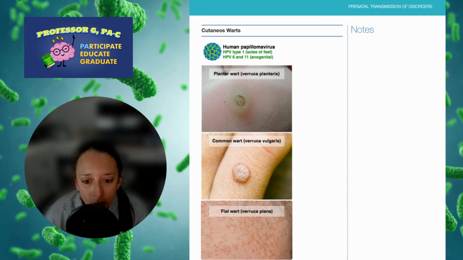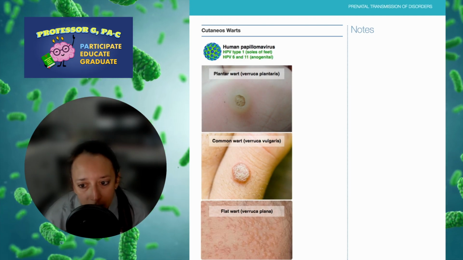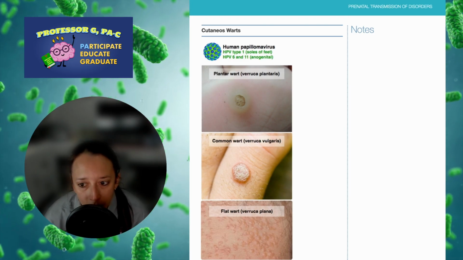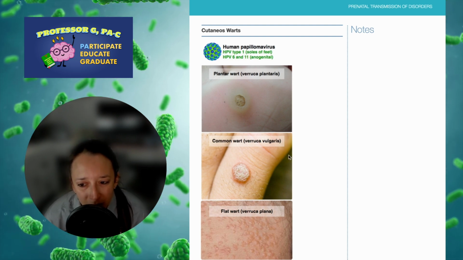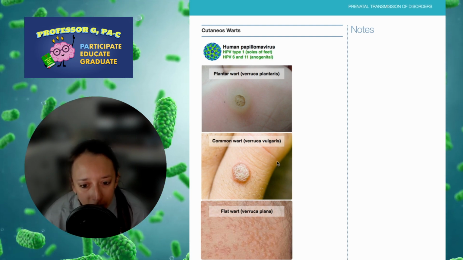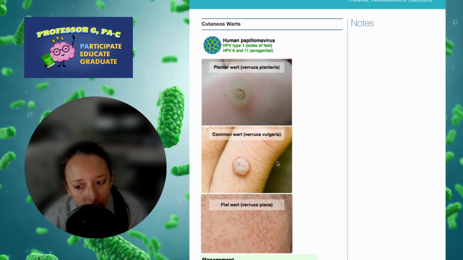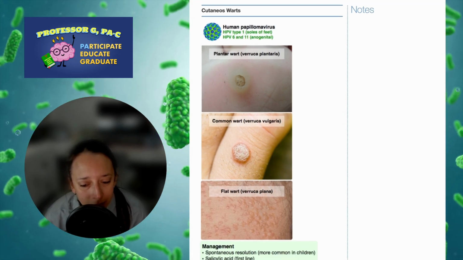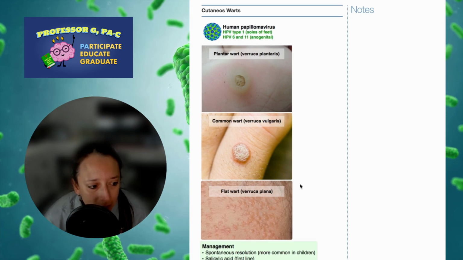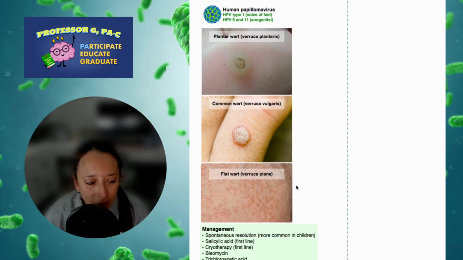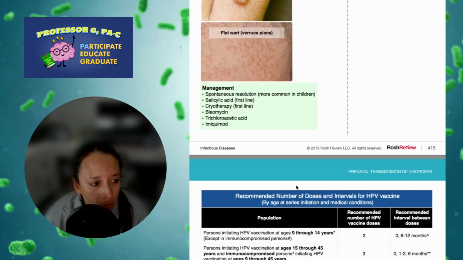Other cutaneous warts are also caused by HPV, but most commonly the strains are types 2 and 4. They appear as rough, raised, flesh-colored papules on the hands and fingers. They're usually self-limited, but they can be treated with cryotherapy or salicylic acid. And the common warts, again, HPV types 2 and 4. Remember that for exam questions.